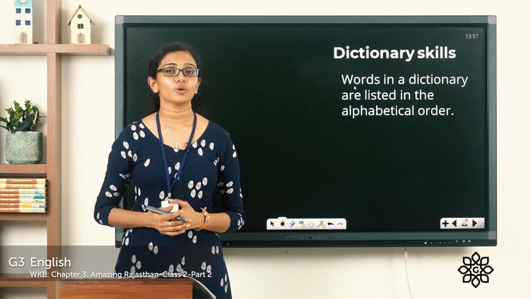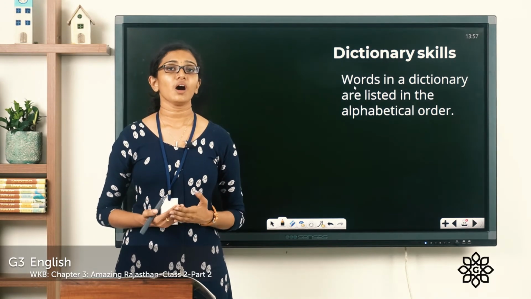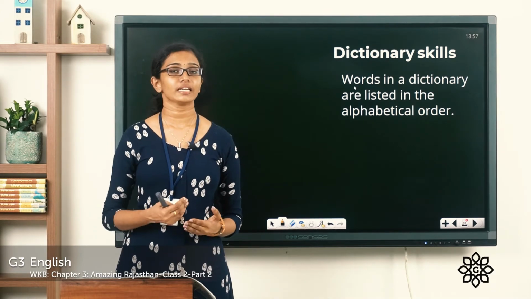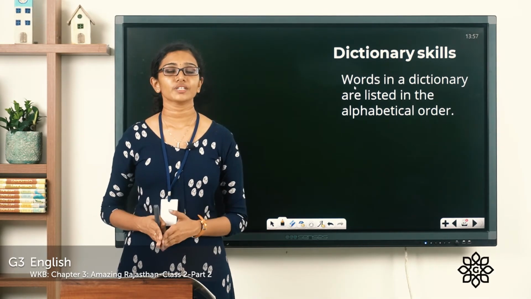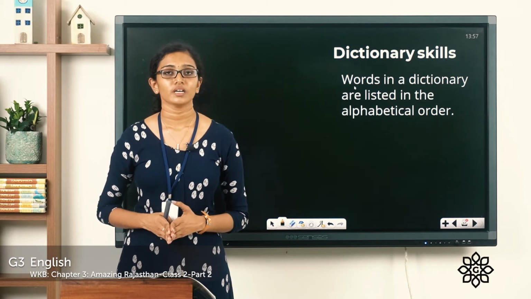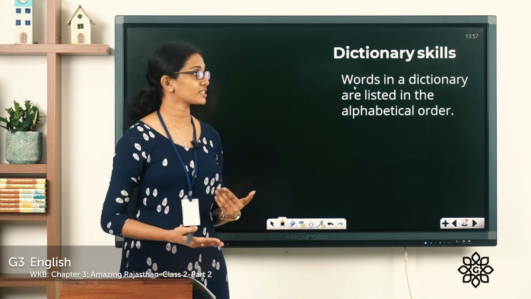I'm sure all of you have used a dictionary. Now, how are words arranged in the dictionary? In a dictionary, the words are arranged in alphabetical order. Now, how do you arrange the words in alphabetical order?